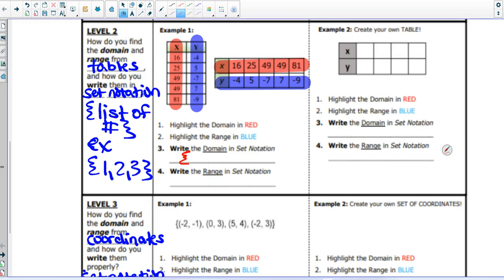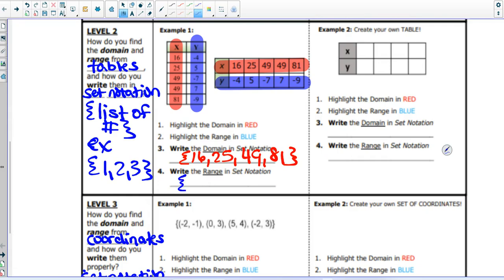So I'm going to look at all of my numbers. I have 16, 25, 49 is listed twice, but we do not write it twice. We only write it one time. 49, I'm sorry, let me erase that. We'll do 49 and 81. That's it. And I'm going to write my range in blue.